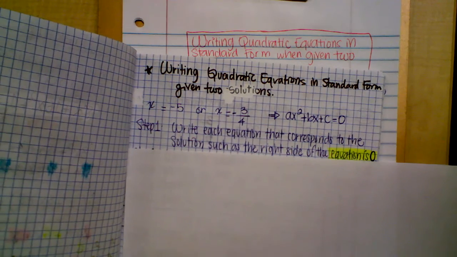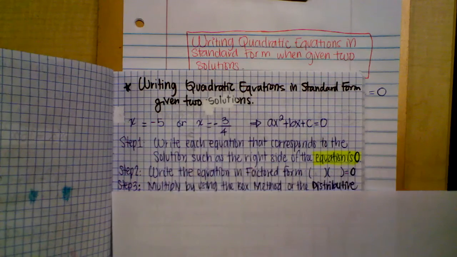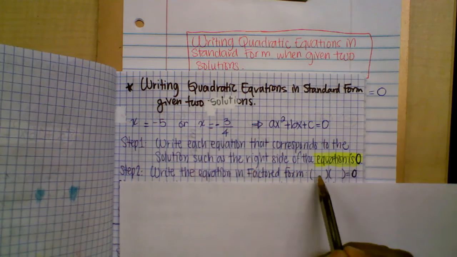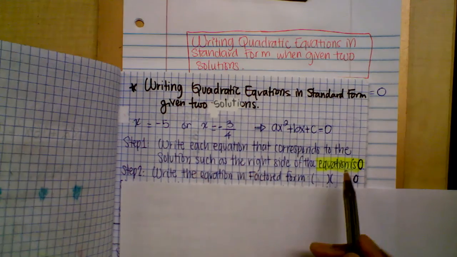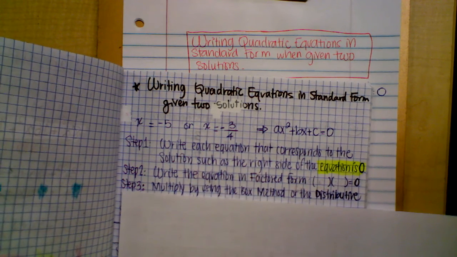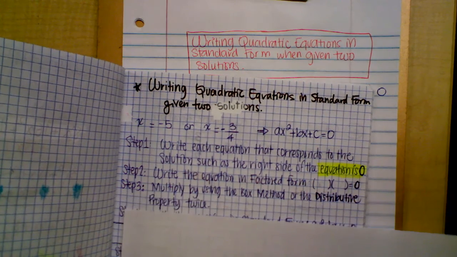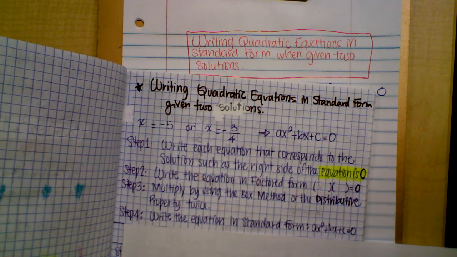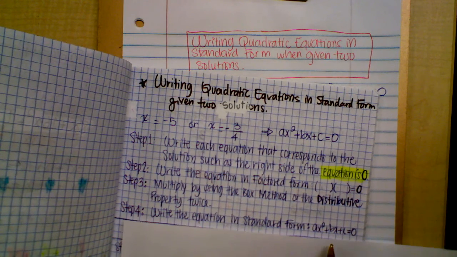Now, what is step 2? For step 2, we want to write the equation in factored form, so you want to derive the two factors. Don't forget to write it equal to 0 because it is an equation. Step 3, you want to multiply, either using the box method or the distributive property, twice. And the last step, step 4, is to write the equation in standard form as ax squared plus bx plus c.